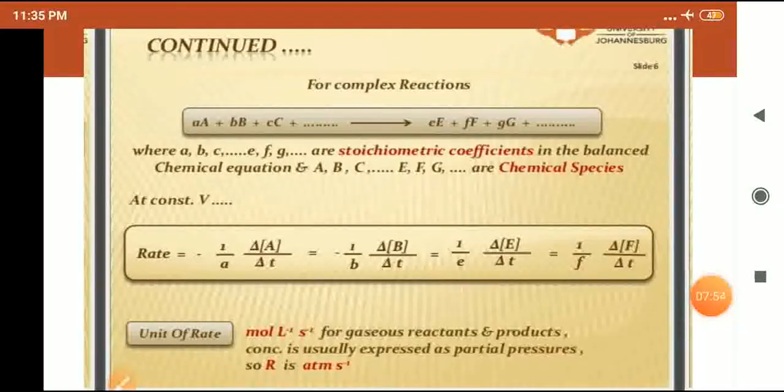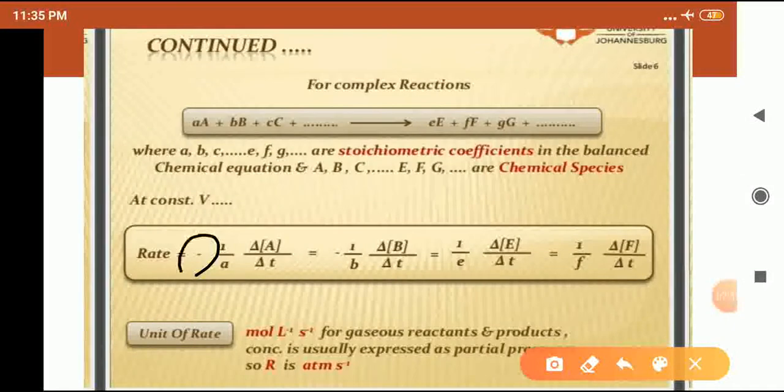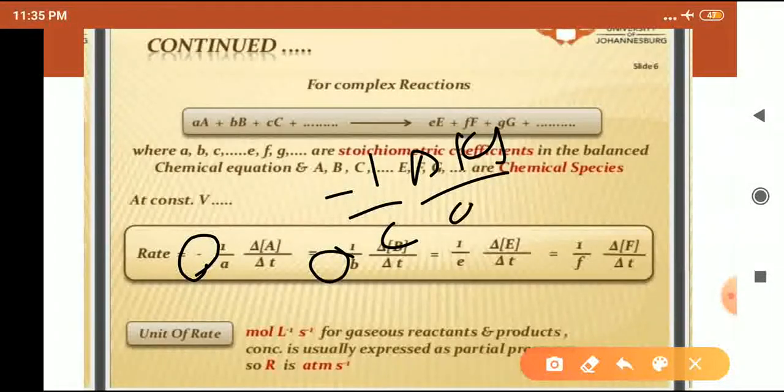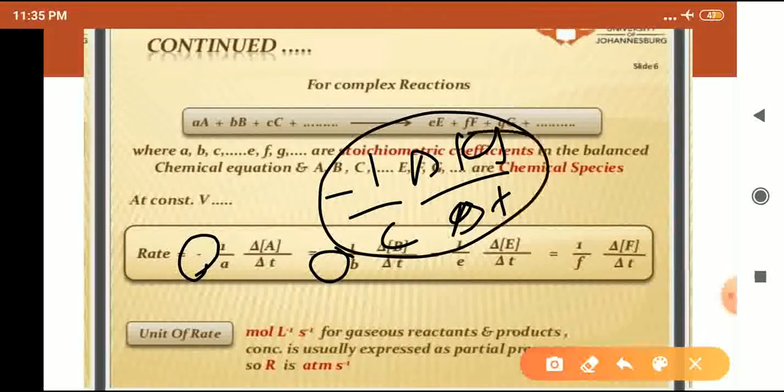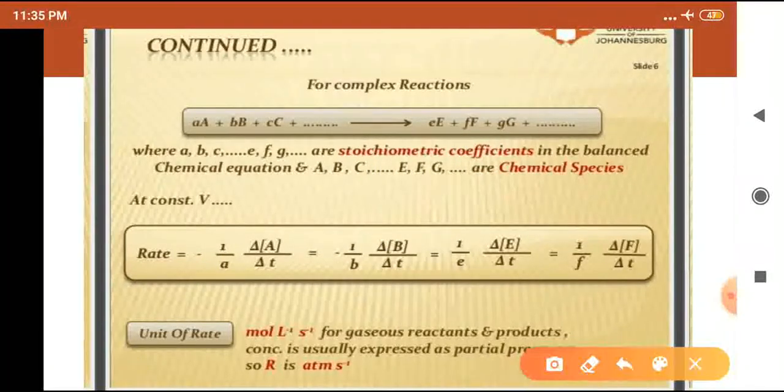Here the negative sign indicates the decrease in the concentration. For C as well, it will be minus 1 by C, decrease in concentration of C divided by change in time. For product sides, we will write plus of increase in the concentration of E by change in time divided by the stoichiometric coefficient, that is E.